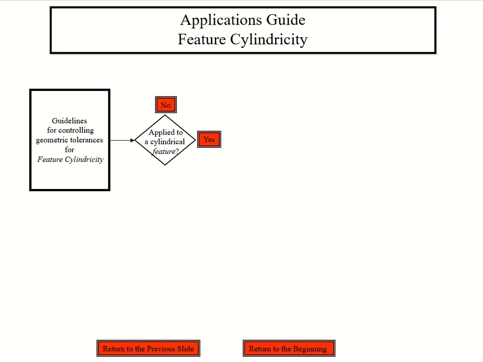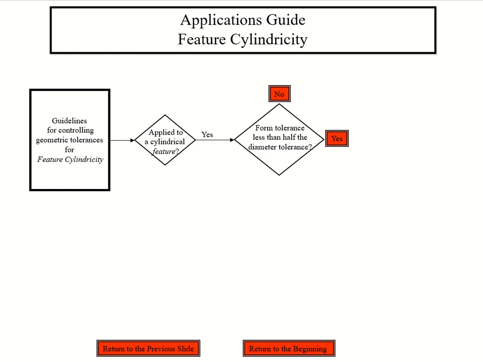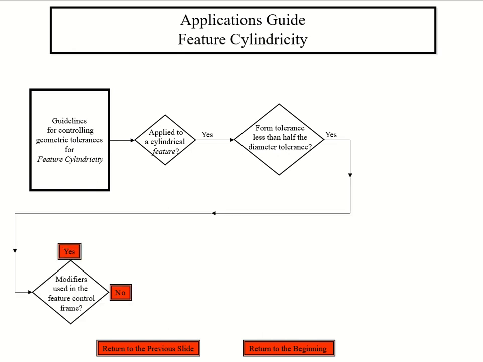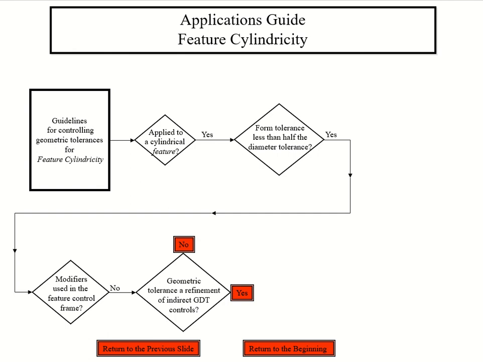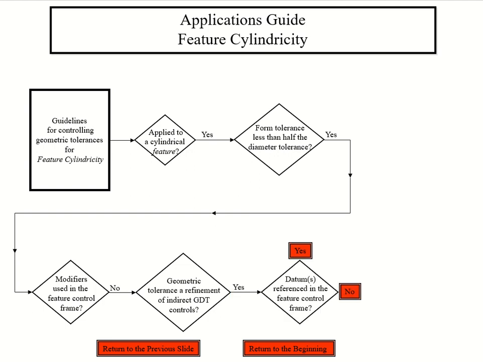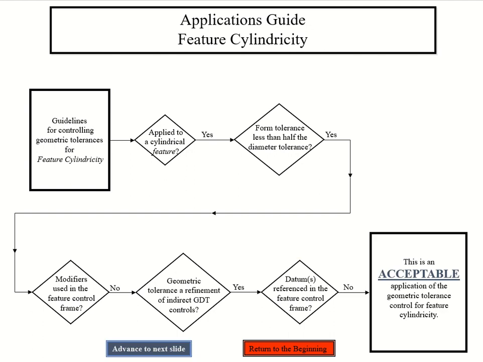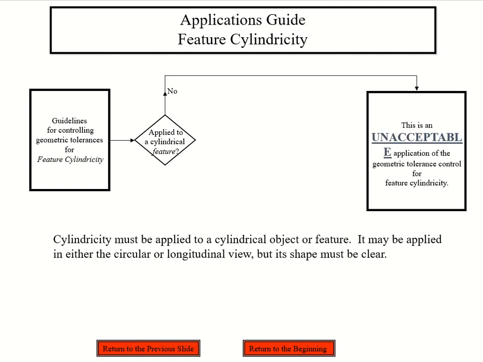Now we'll get into the application. So we do the same thing and check your cylindrical feature. Yes. Then we're going to check form tolerance, if that's less than half of your diameter. If that's yes, we're going to check our modifier. No, we're going to check our indirect influence of other geometric tolerance over cylindrical tolerance. Then we're going to check our datum. Datum shouldn't be there. Then it's acceptable.